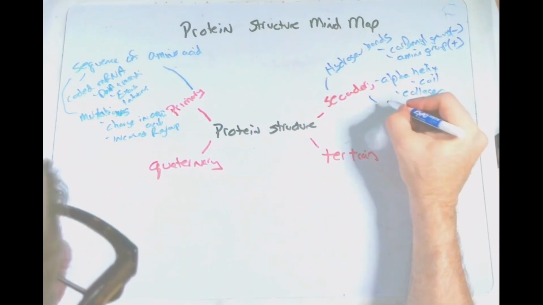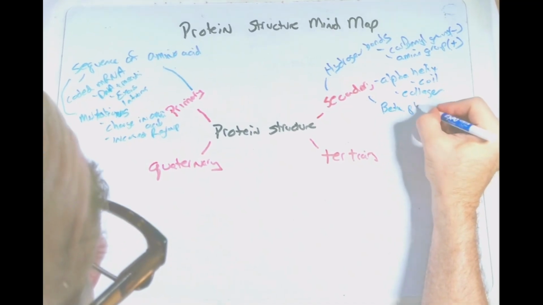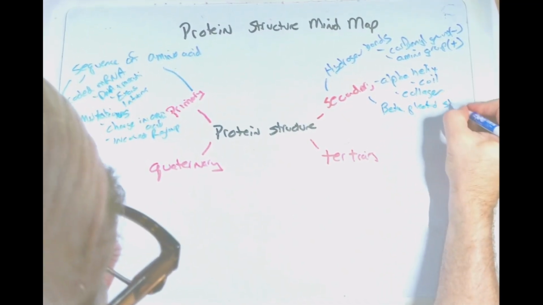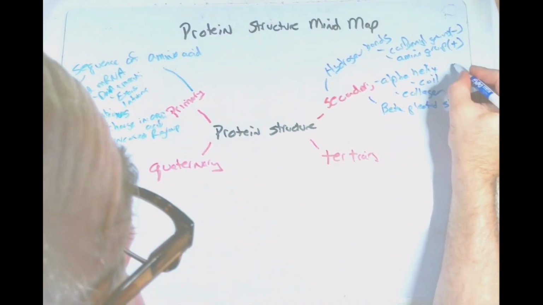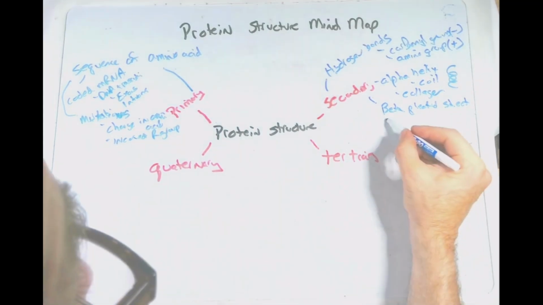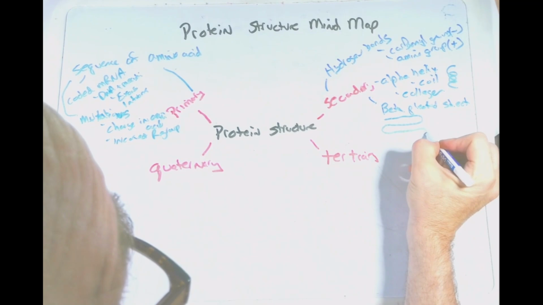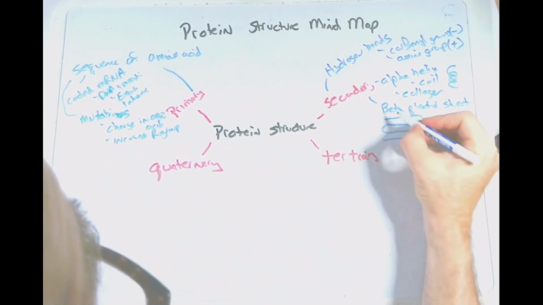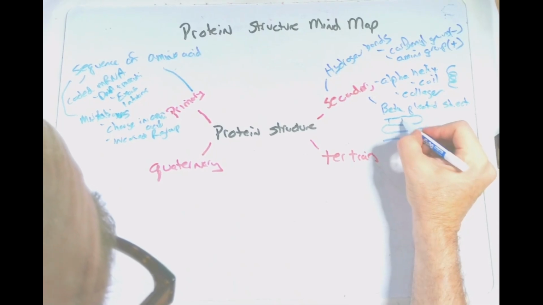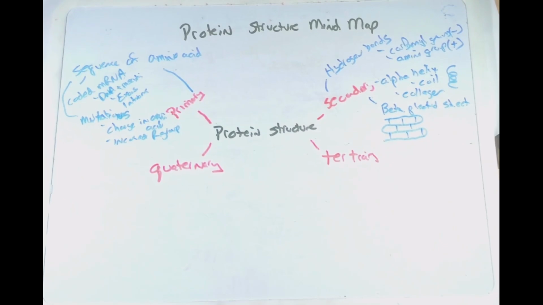We may also see something like a beta-pleated sheet. In this case, instead of a coil like we have up here with an alpha helix, we've got the polypeptide going back and forth, and we're forming hydrogen bonds between structures like this, giving us a flatter structure associated with this.